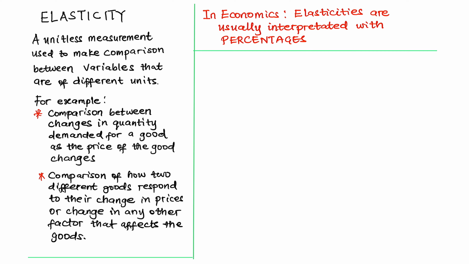For example, we may want to see how does the change in the price of Pepsi affects the change in the quantity of Pepsi, and at the same time we may want to see how the change in the price of Coca-Cola affects the quantity demanded for Coca-Cola. So we may want to look at each individually, and at the same time we may want to compare them to each other. Which one is more responsive to the change in price, which one is less responsive to the change in price? That is what elasticity is meant to do.